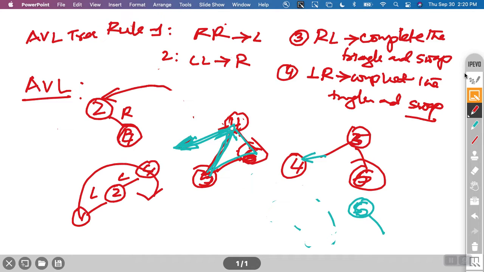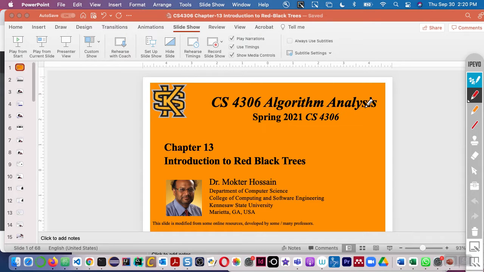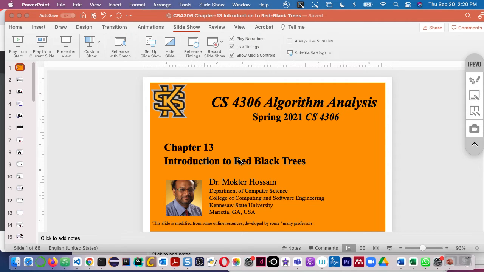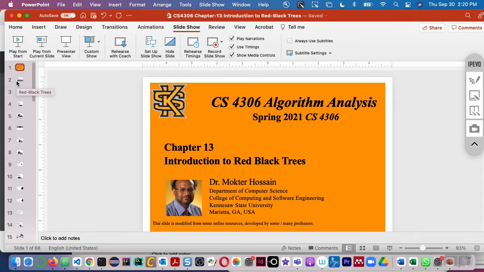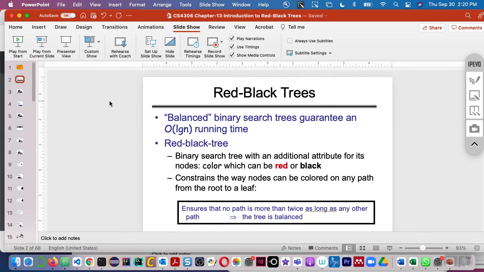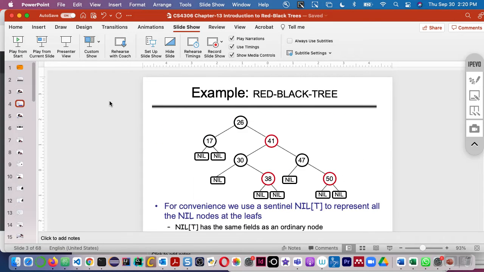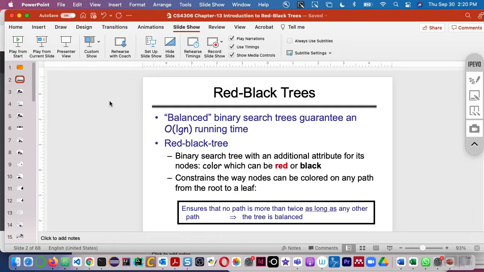Okay, so my goal today is to start with a different kind of balanced tree, a height balanced tree, that is called a red black tree. A red black tree is a guaranteed binary search tree. That means it's a binary search tree that will guarantee its height is logarithmic. Okay, so we started from the book. In the book we saw an example of a red black tree.